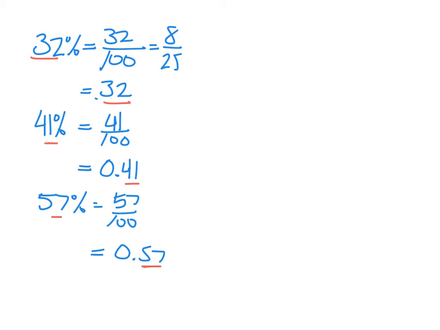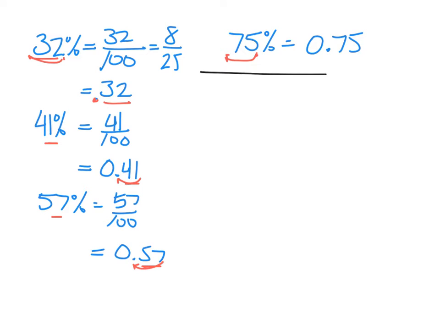So if we want to jump straight from a percent, like 75%, and turn it directly into a decimal, notice that we went from a whole number, like 32.0, and we moved the decimal back 2 places, so that we had 0.32. 41, the decimal went back 2 places. 57, the decimal went back 2 places. So with 75%, we're going to take the decimal point and put it back 2 places. So then we'll end up with a decimal of 0.75.